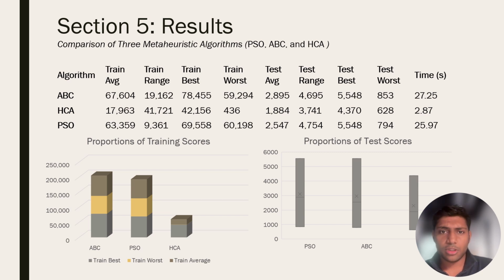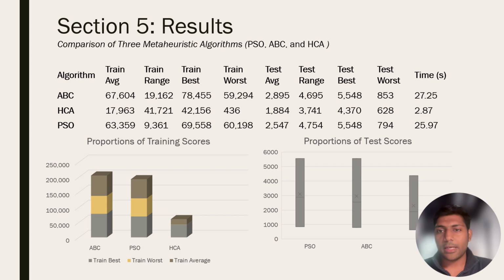Moving to the test average, which is based on unseen data post 2020, particle swarm optimization and artificial bee colony both scored decently, with 2.5 thousand and 2.9 thousand, with hill climb algorithm again being behind. The test range and the test best and test worst follow the same story. ABC and PSO had the same test best at $5.5 thousand, but ABC dipped as low as $853, while PSO's worst stayed above $794. Finally, the time shows run time per round on average.